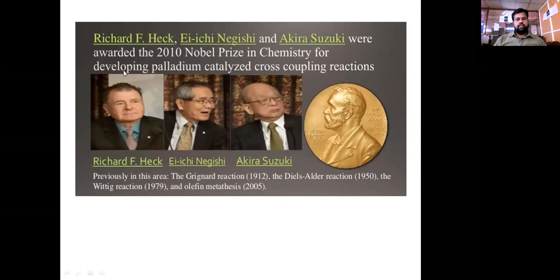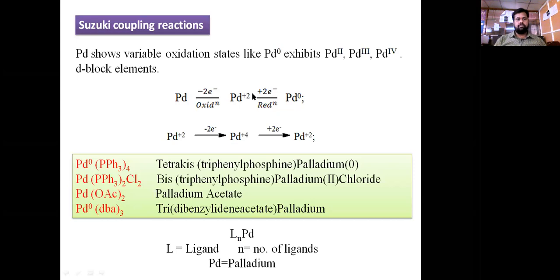So in this, the palladium catalyst is used, and this palladium catalyst cross coupling reaction was developed by 3 people. Those are Richard F. Heck, Ei-ichi Negishi and Akira Suzuki. These people were awarded the 2010 Nobel Prize in Chemistry for the development of using palladium catalyst for cross coupling reactions, right? So the first one is Suzuki coupling reaction.